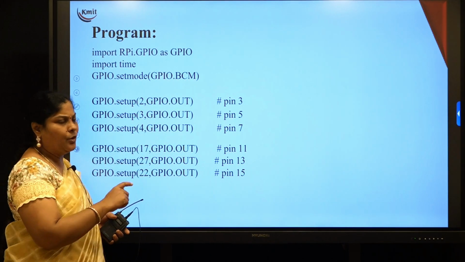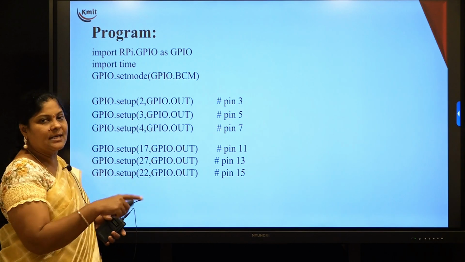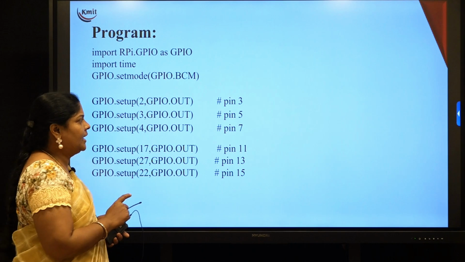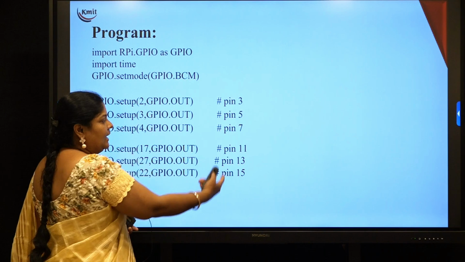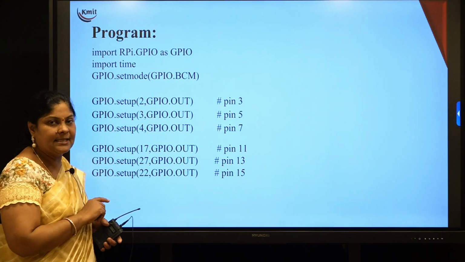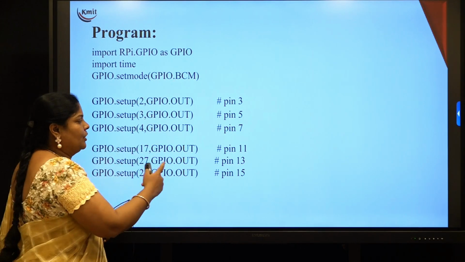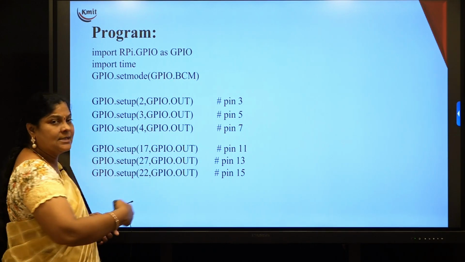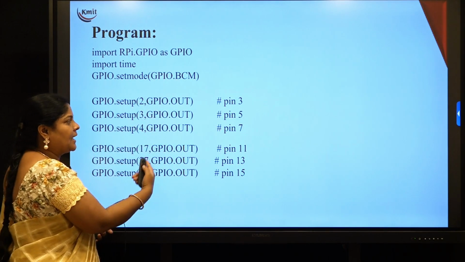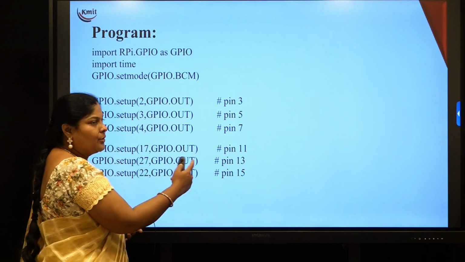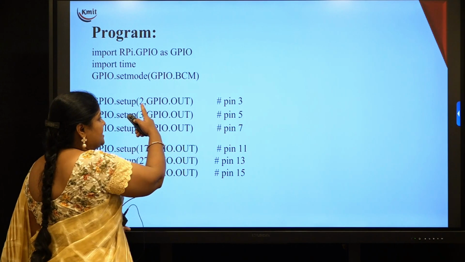If you are considering board and you look at the Raspberry Pi, the inner pins are all considered odd pins: 3, 5, 7, 11, 13, 15 like this. These inner pins are all odd pins if you select board. You can use whichever is easy for you. If you are using BCM, these are the pins. If you are writing the program using board, you can consider the inner pins as odd pins, and then change the numbers here.